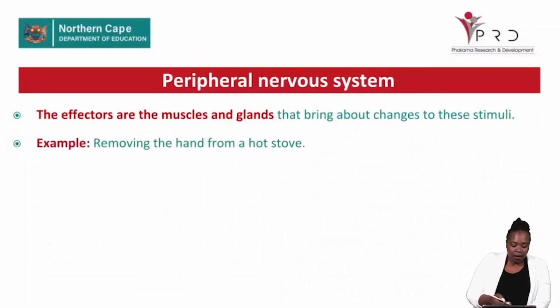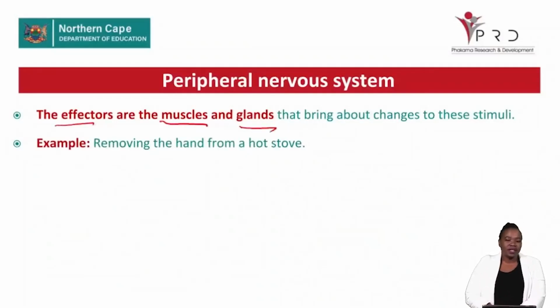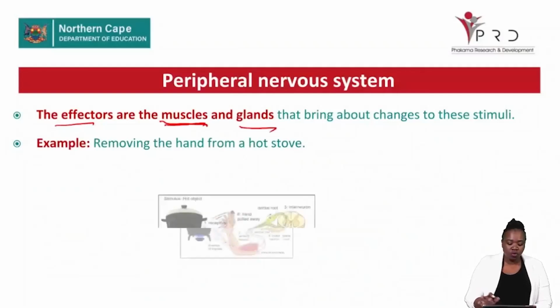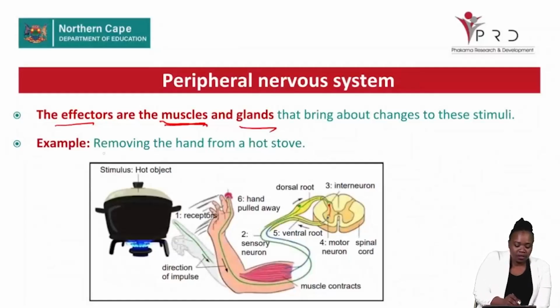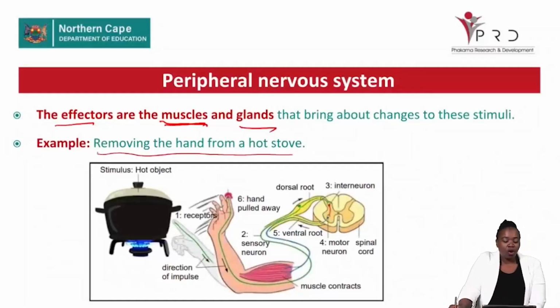Okay, now we have the effectors, which can either be muscles or glands. We just looked at this previously. The glands would usually secrete things such as hormones, which would then be able to bring about a certain change. And with the muscles, these are the muscles of our body that are responsible for movement. They make sure that we are able to move from one place to another by contracting and relaxing. Okay, so an example here is of a person removing their hand from a hot stove.